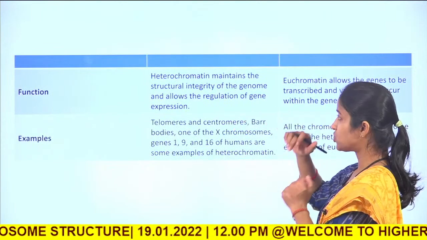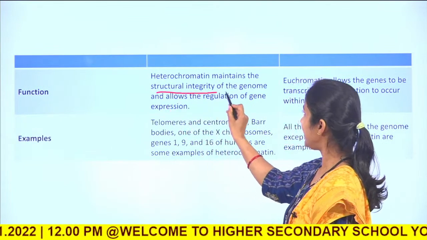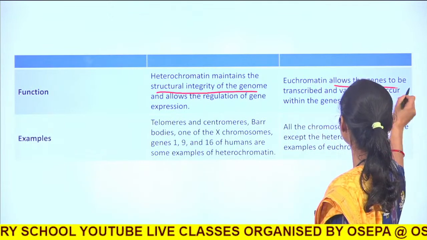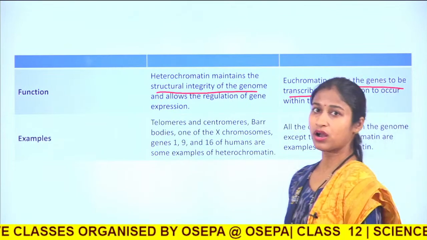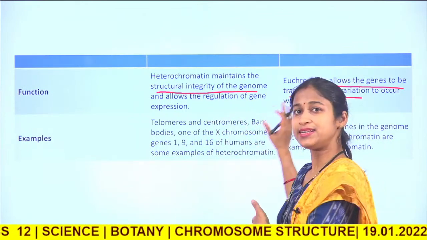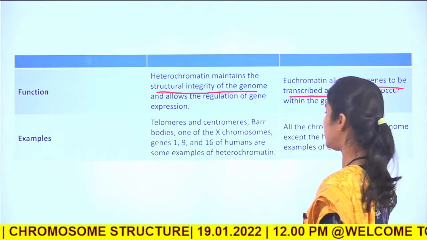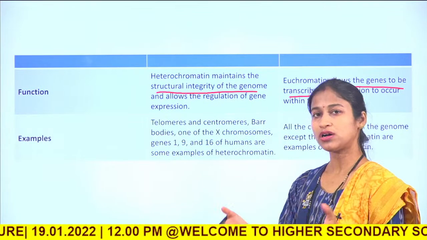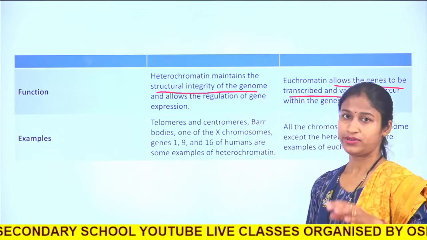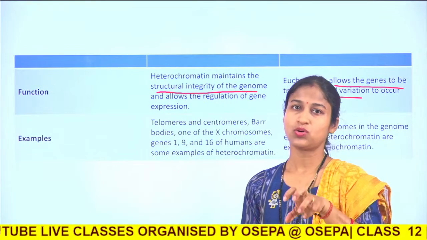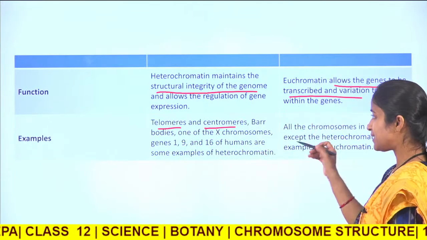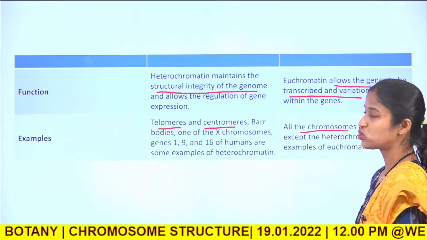And finally, what is the function? Heterochromatin maintains the structural integrity of the genome, whereas euchromatin allows the genes to be transcribed and variation to occur within the genes. So euchromatin is functional in nature, meaning the genes are actively transcribed and variation occurs within the genes. And finally, where will you find the heterochromatin region? This is mostly towards the telomeric region and the centromeric region. So you can find it at telomeres and centromeres, whereas besides that you will find the euchromatin in the rest of the portion of the chromosome.